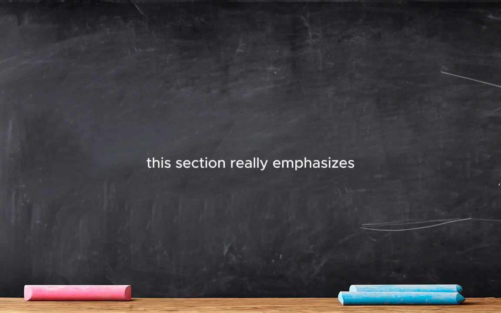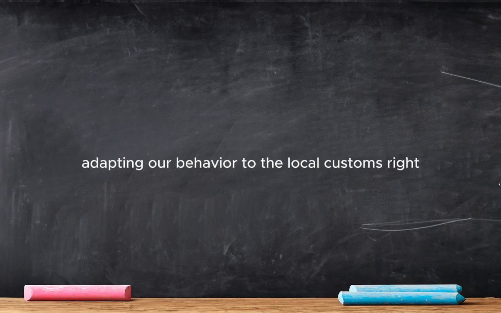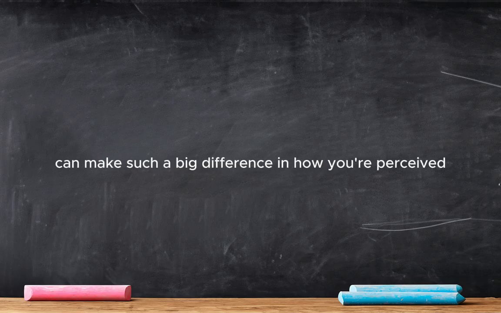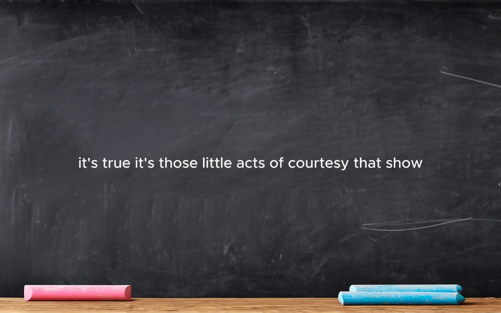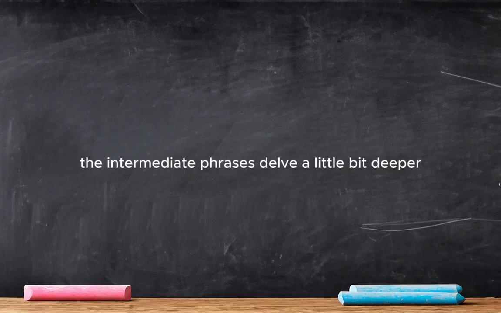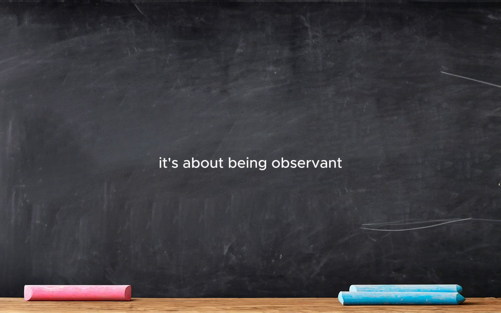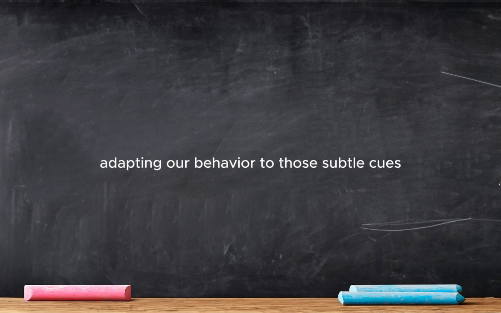This section really emphasizes being mindful, adapting our behavior to the local customs. Even at that beginner level, those basic gestures of politeness and respect, like saying please and thank you, can make such a big difference in how you're perceived. It's true. It's those little acts of courtesy that show you're making an effort to understand and respect the local culture. The intermediate phrases delve a little bit deeper: navigating social situations, understanding dining etiquette, even being mindful of religious practices. It's about being observant, adapting our behavior to those subtle cues.